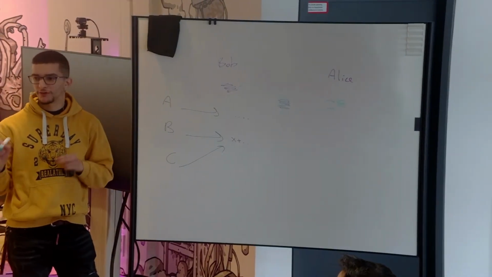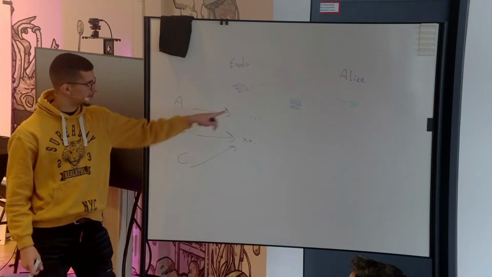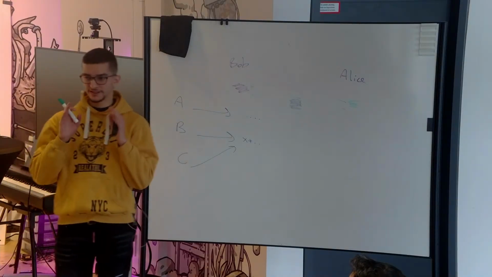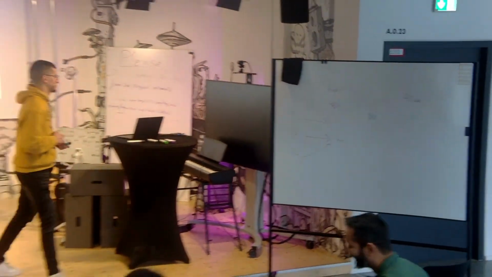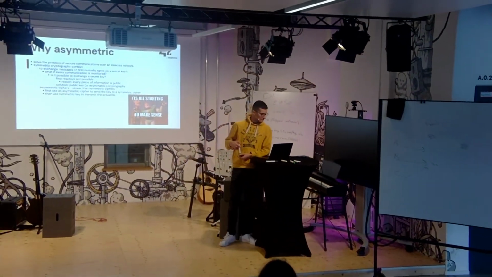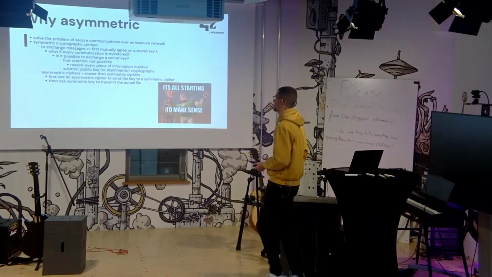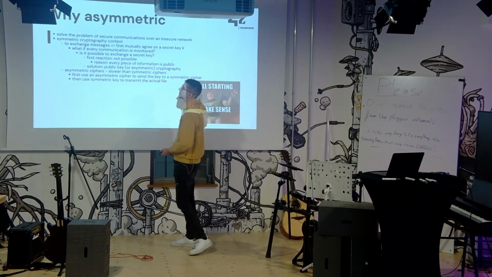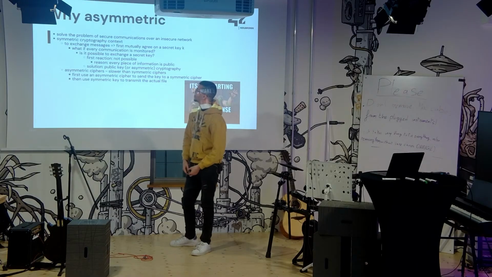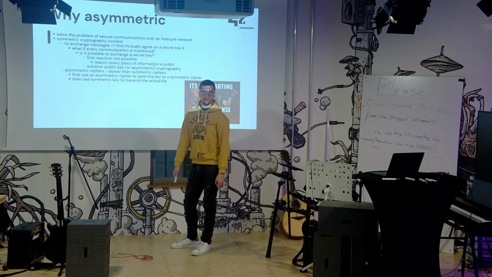There is a video of Computer Phil explaining RSA with basically colors. There is no way you're not going to understand after this. Watch it. Okay? So the question that arises: what if every communication is monitored and it is possible to exchange the secret key? The first reaction was that it's not possible, until this public key and private key thing was born.